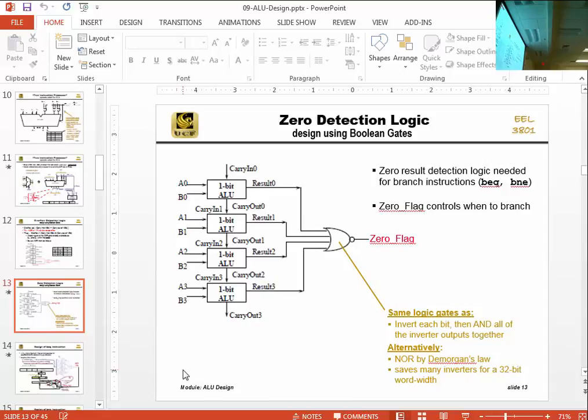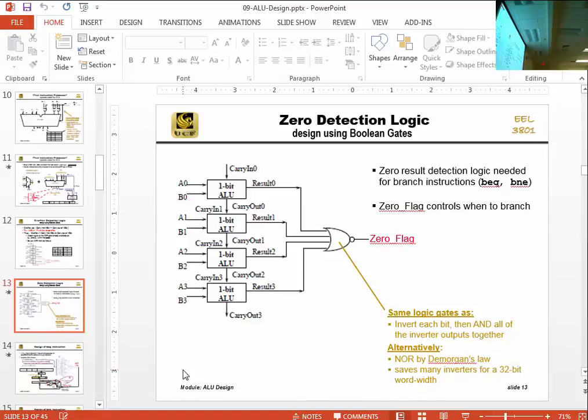Is there a Boolean property that I can invoke here to get rid of 32 NOT gates for my circuit? De Morgan's. What did De Morgan say? De Morgan's law says we're ANDing not this, not this, not this, not this, and we're ANDing it. You can convert that to NOR of the uncomplemented.